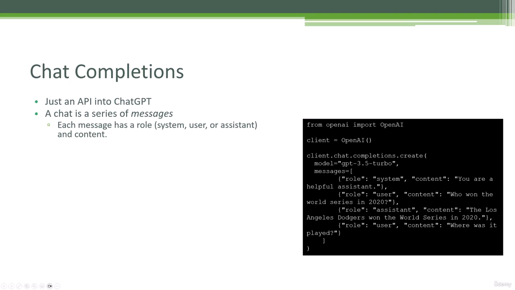The user is asking who won the World Series in 2020. The assistant comes back and says the Los Angeles Dodgers won the World Series in 2020. The user comes back and says, where was it played? And now if I pass this into the chat completions API, I should get back an assistant response saying the World Series in 2020 was played at wherever it was. Okay, so you can see here we're passing in not just a single query, not a single prompt, but also the history that came before it, the conversation that should provide the context for that prompt as well.